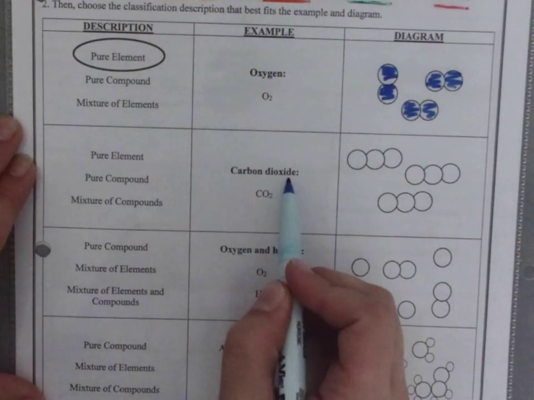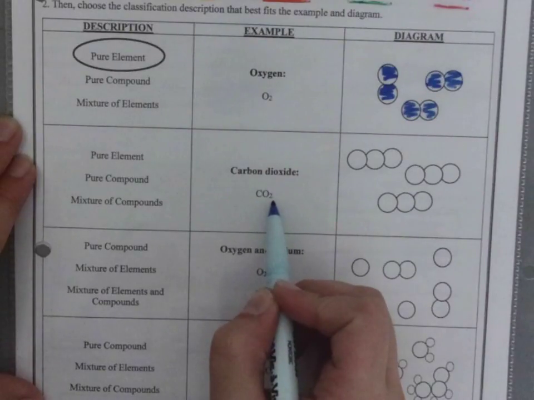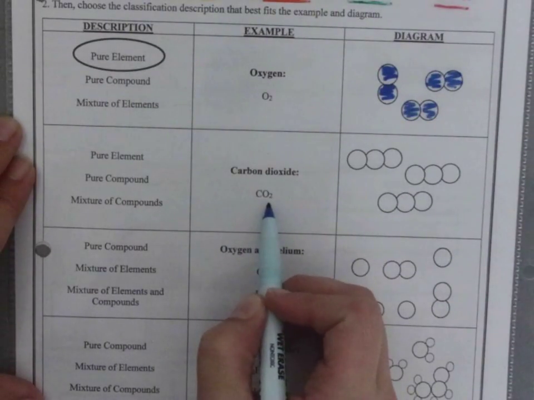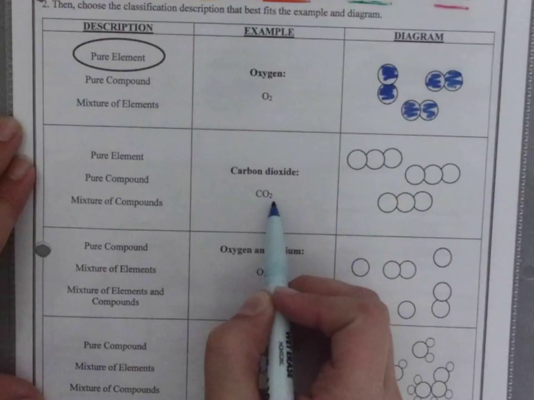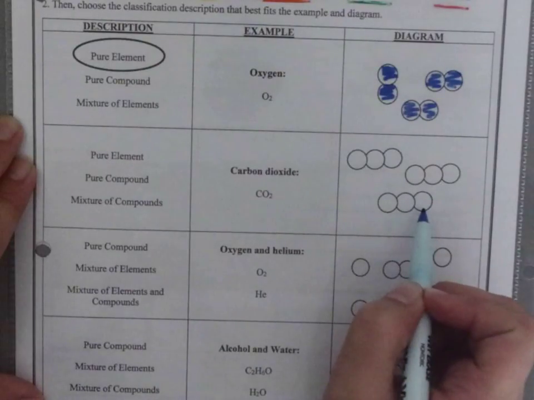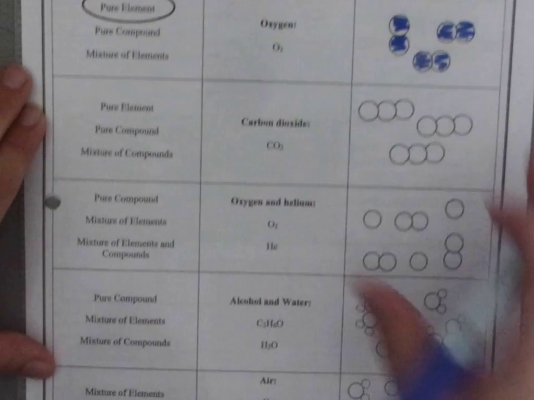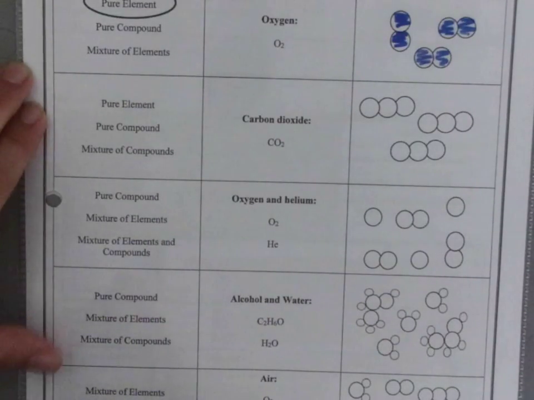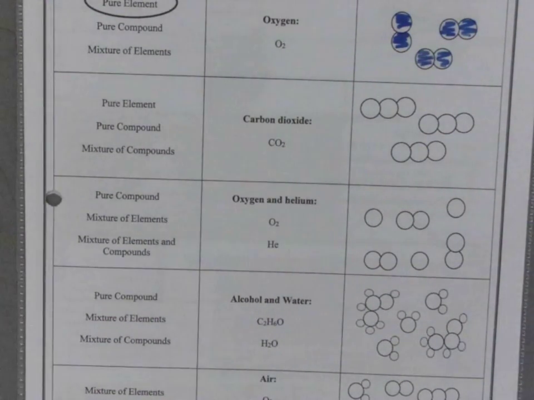So here where it says carbon dioxide, CO2, figure out what color C is, what color O is. You'll notice the O has a 2, so you're going to color 2 O's and 1 C in each of the particles. Keep repeating throughout the whole entire worksheet, making sure you're circling which description matches the pictures. If you have any questions, please come see me.